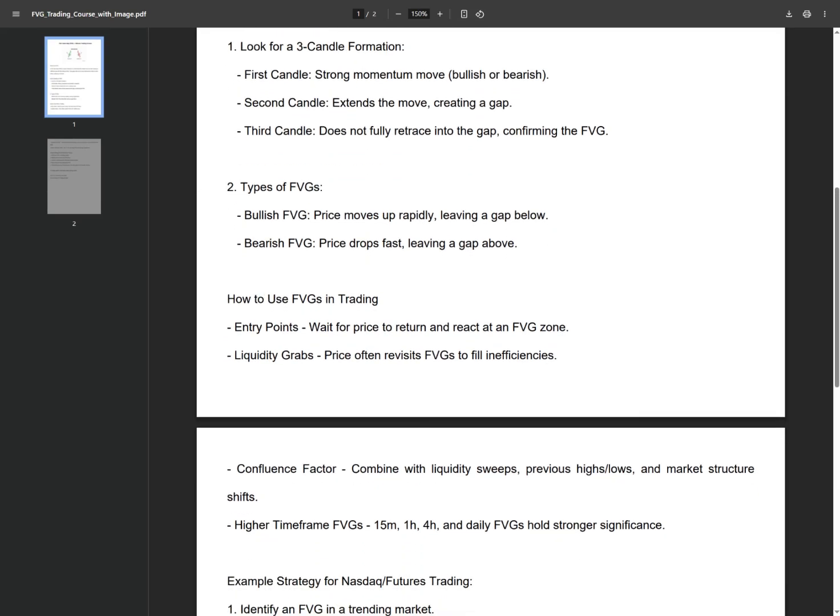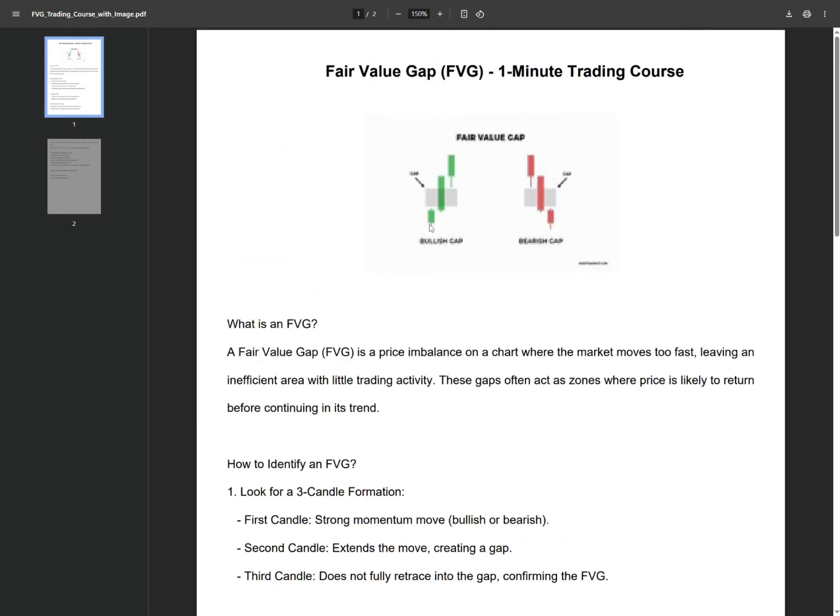Like I said, there are two different kinds of fair value gaps. A bullish fair value gap is where price moves up rapidly, leaving a gap below, and a bearish fair value gap is when price drops fast, leaving a gap above it. This is an example of a bullish fair value gap, and this is another example of a bearish fair value gap. I will also create another video, a part two series. This is just giving you basic knowledge of what a fair value gap is.